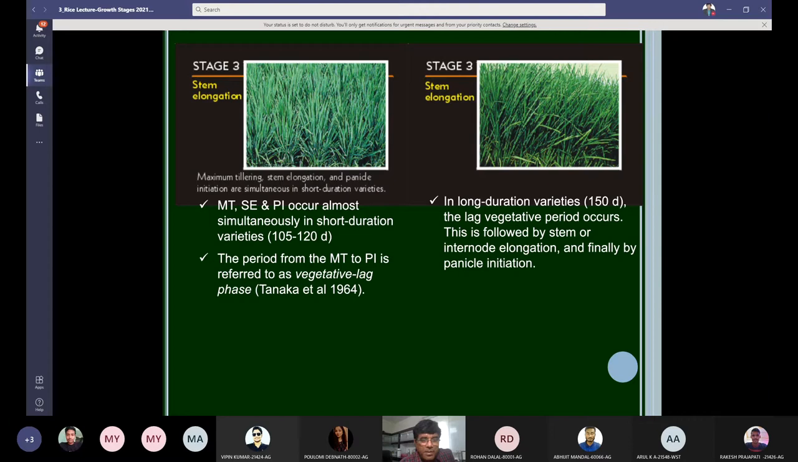The period from the maximum tillering to panicle initiation is referred to as vegetative lag phase. In long duration varieties, the vegetative lag period occurs. In short duration, it does not occur. This is followed by stem or internode elongation and finally by panicle initiation. Means first the tillering will maximize and then elongation will happen, and afterwards panicle initiation will take place.